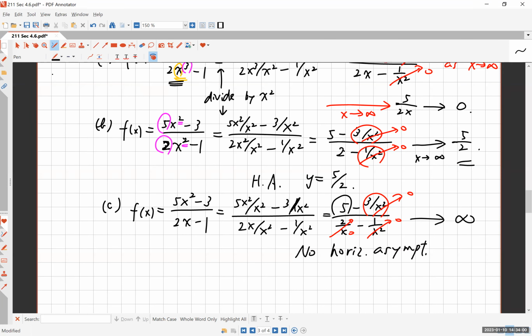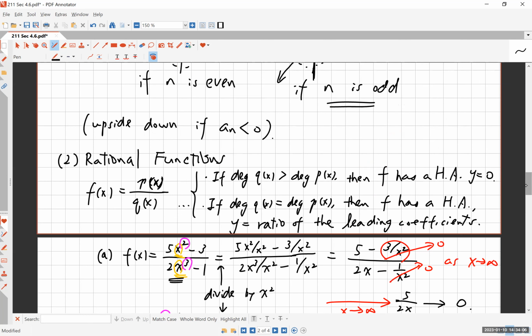And so that's basically the story of horizontal asymptotes. They are closely related to the limits at infinity. Okay. Now I do have a little additional piece of information I should give you here. I didn't tell you everything.